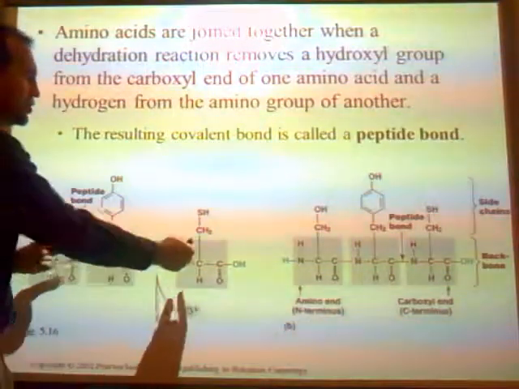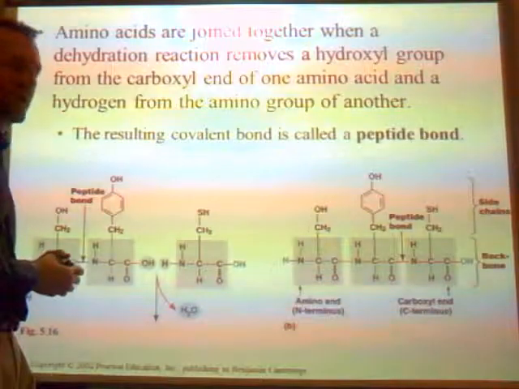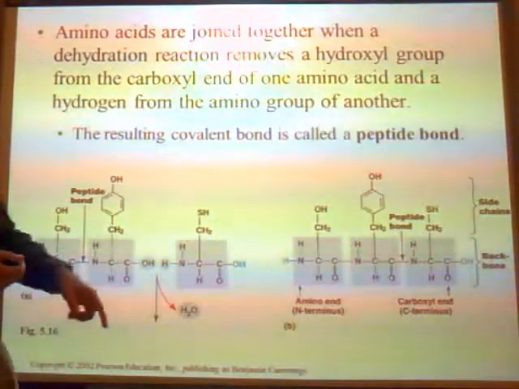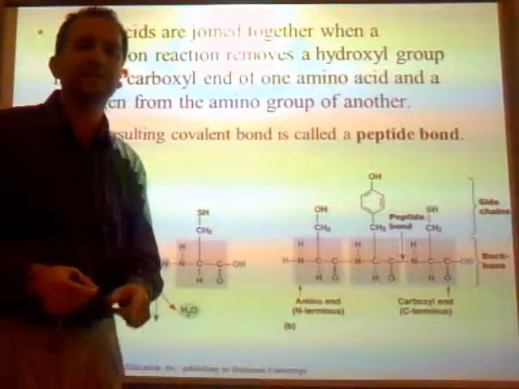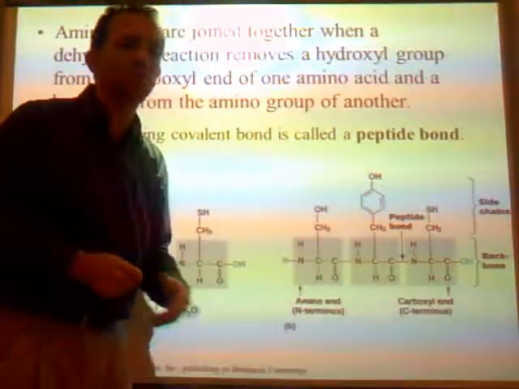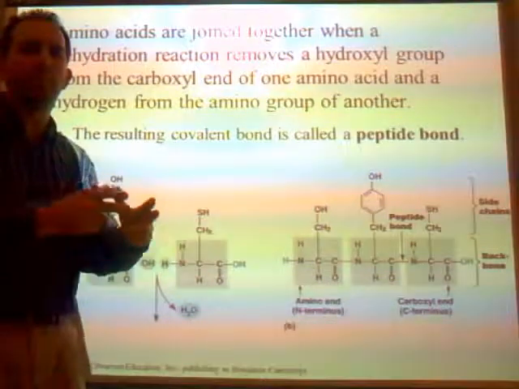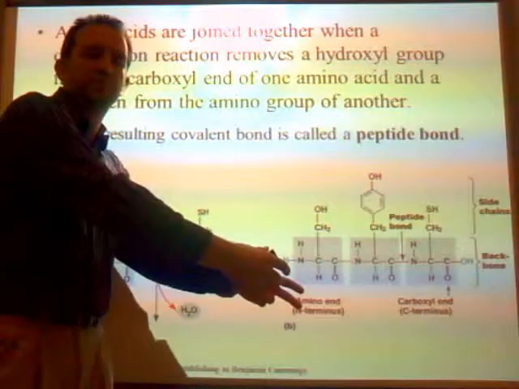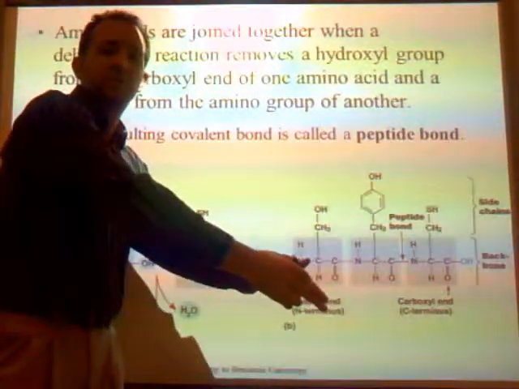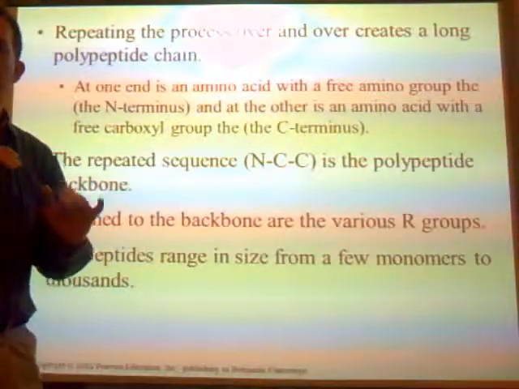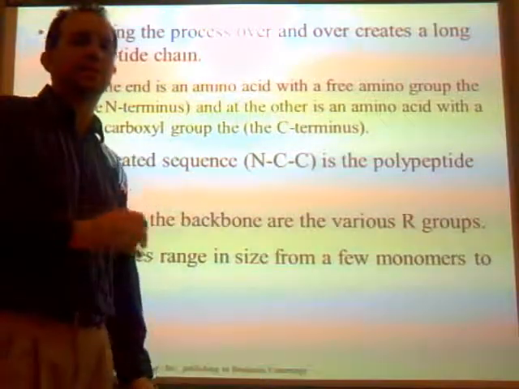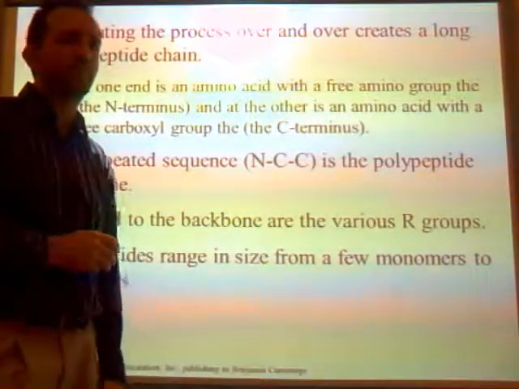When that happens, you have formed what is called a peptide bond, and the peptide bond is going to be between the carbon and then the second amino acid's nitrogen. So you form a bond between the carbon and the nitrogen, and that forms what we call a peptide bond. So again, very similar to our glycosidic linkage are these peptide bonds.